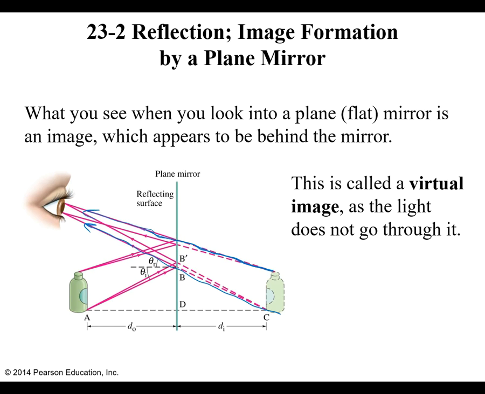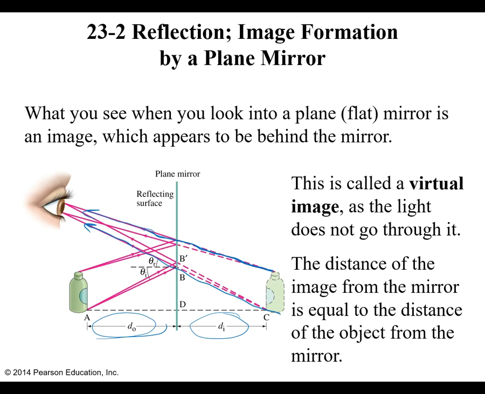With a plane mirror, the object distance, which is the distance from the mirror to the original object, is going to equal the distance from the mirror to the image. So they're going to equal each other. So we would just say for a plane mirror, the object distance is equal to the image distance.